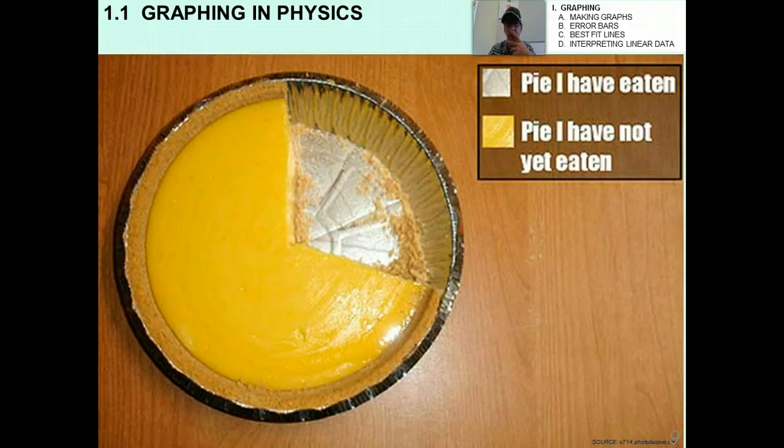Clearly, this is a pie chart. It's not a chart, it's not a graph. So if you think about the experimental apparatus that you would use to create this graph, clearly you would need a knife, you would need a fork, and you would need a human mouth or some mouth to consume the pie. So clearly the yellow part of the chart shows the pie that's not been eaten, not a graph.